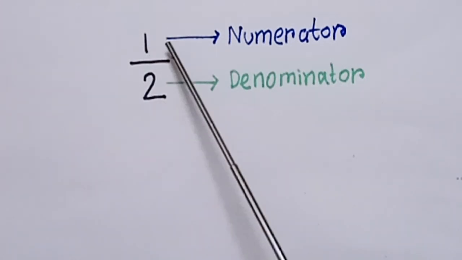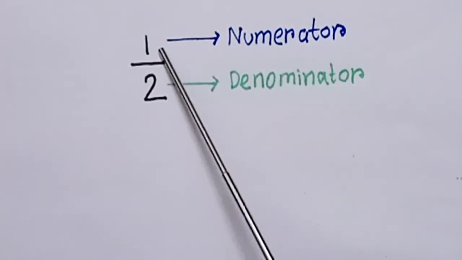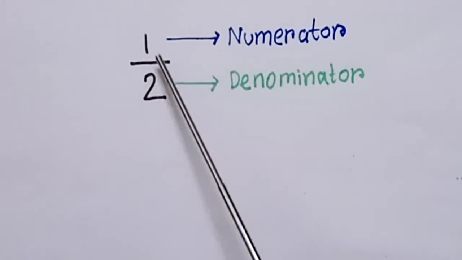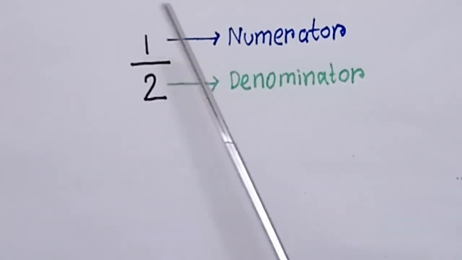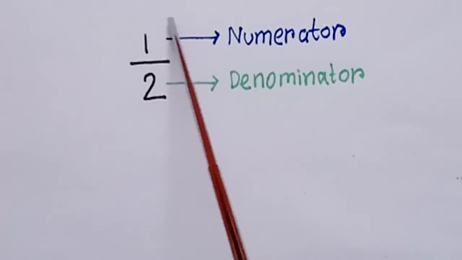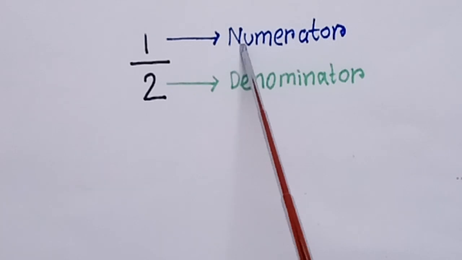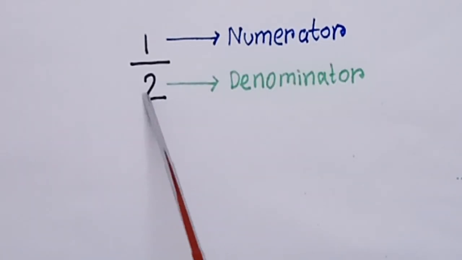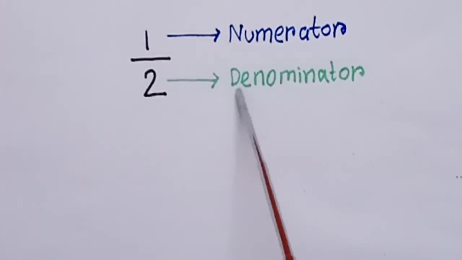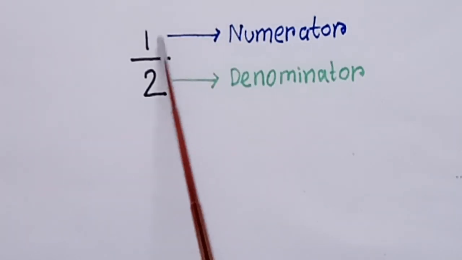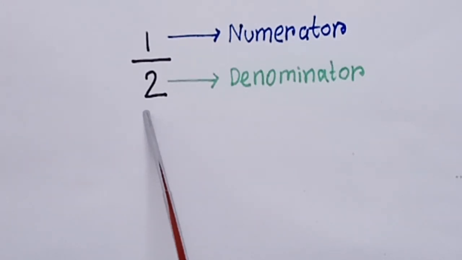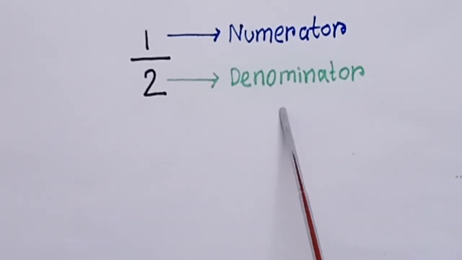Here we will call 1/2 or half, or 1 part of 2 parts. There are two numbers in fraction numbers. The upper or top number is called numerator and the lower or bottom number is called denominator. I am again telling, upper number or top number is called numerator, bottom number or lower number is called denominator.